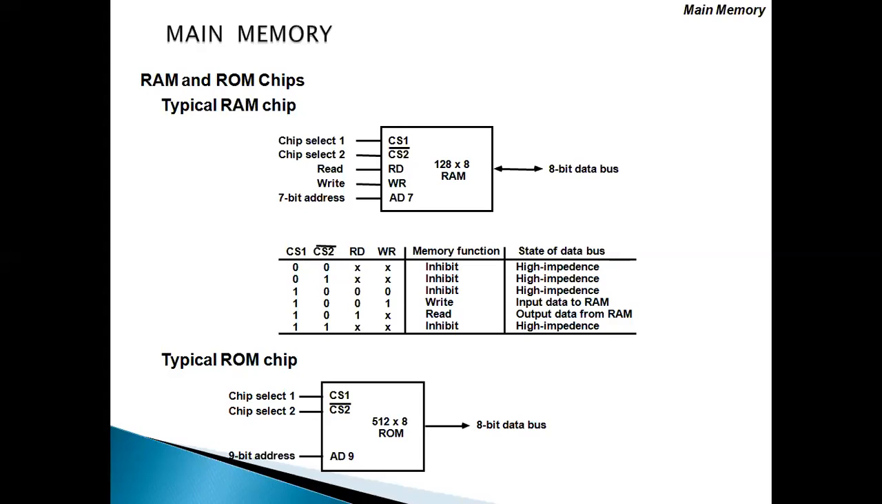Okay. So here we have the typical signals: chip select 1, chip select 2, and read and write we can perform for the RAM, like I am explaining. And we have 7-bit address lines. These all are used for performing memory related operations, like memory read, memory write or memory inhibit. So what is this inhibit? You know any general meaning for inhibit? Dictionary meaning, general dictionary meaning for inhibit.